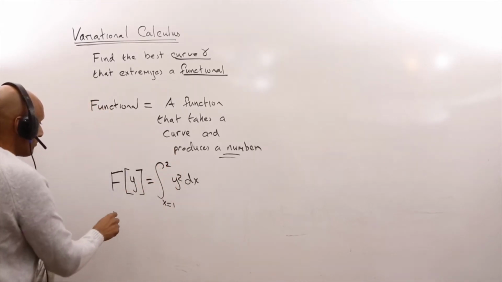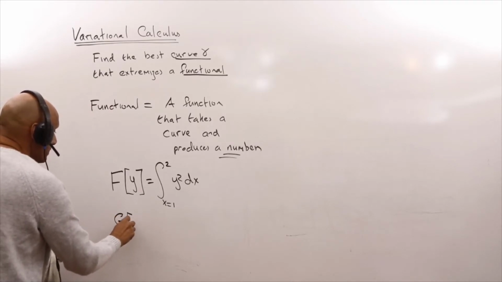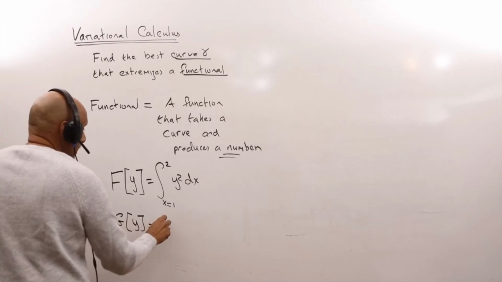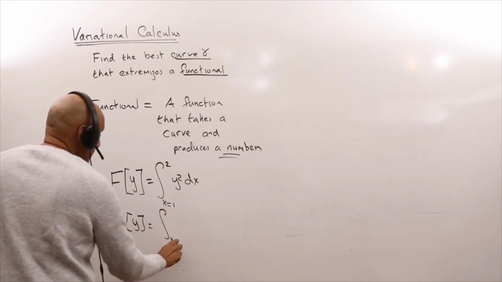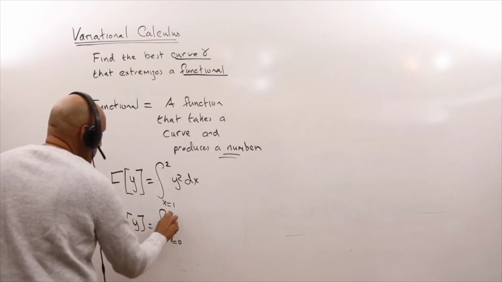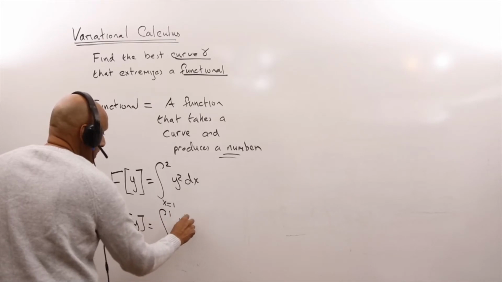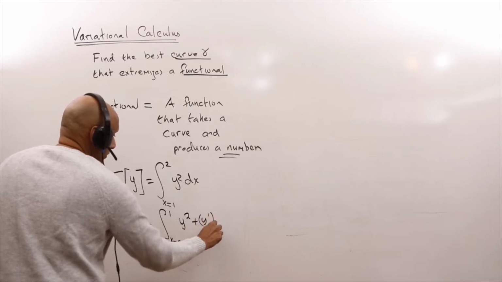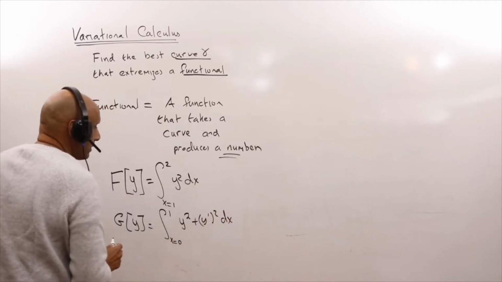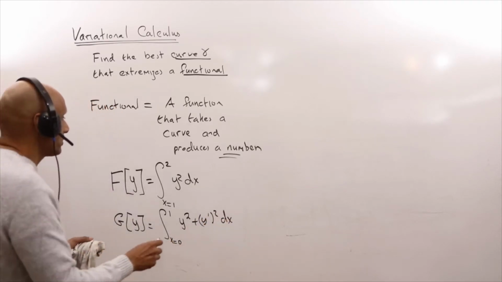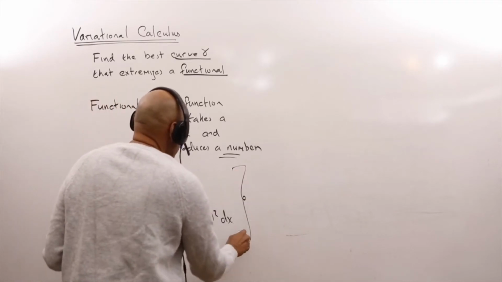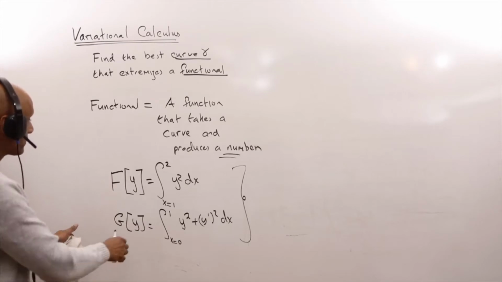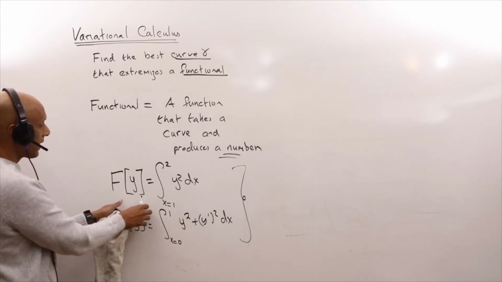We could have other functionals. Here's another functional that takes a curve y equal to f of x, and it produces an integral from 0 to 1, but we've now taken y squared plus y prime, squared, dx. So let me try some functionals just to understand this idea. So examples. Here's the first functional, F and G. These are functionals. Notice the square brackets. We'll be using square brackets for functionals.